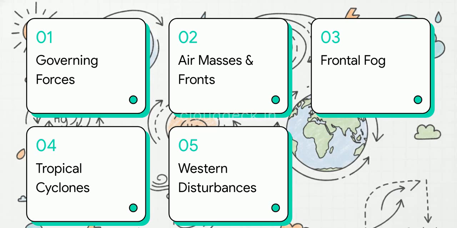Here is our roadmap for today. We'll be covering 1. The forces that govern our airflow. 2. Air masses and frontal boundaries. 3. The formation of frontal fog. 4. Depressions and tropical cyclones. And finally, number 5, anticyclones and western disturbances.